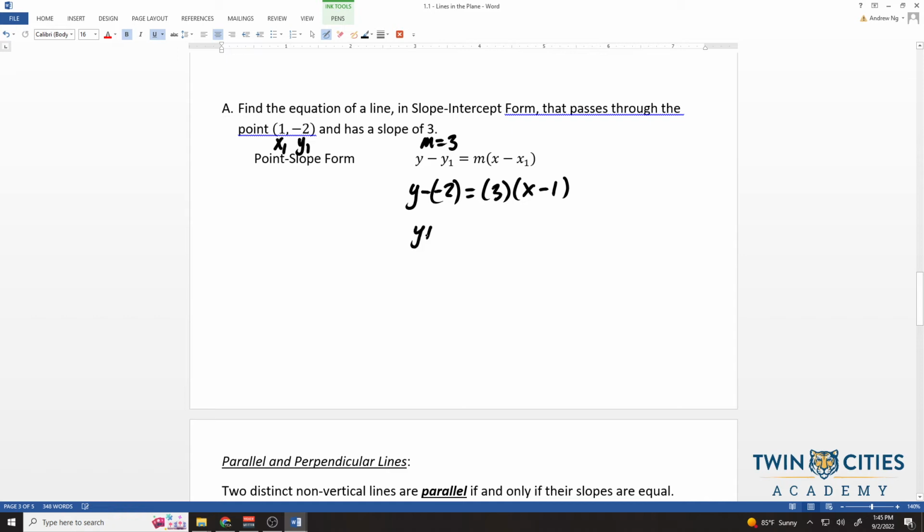y plus 2 is equal to, distribute, 3x minus 3. And finally, let's subtract 2 from both sides here. So I've got y equals 3x minus 5. This is the equation for that line in slope-intercept form. So this is slope-intercept form.